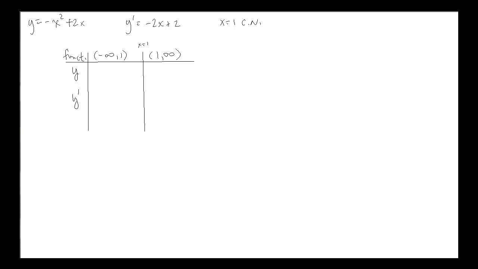And in fact, I don't need this guy here. I need test value and sign. Okay, so this is to indicate I'm using y prime, and I'm going to pick a test value, and then I'm going to determine the sign of y prime. Okay. So in this case, I wanted to pick something in the interval from negative infinity to 1.